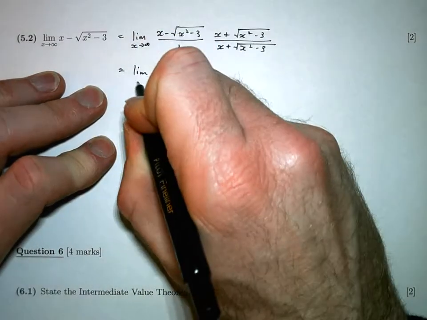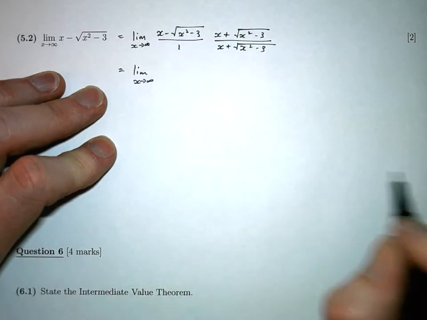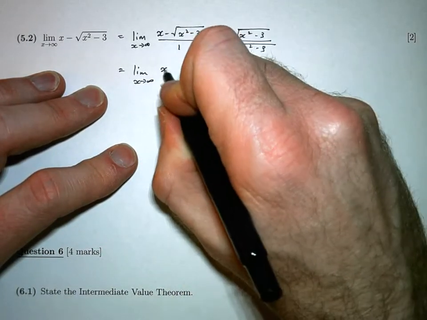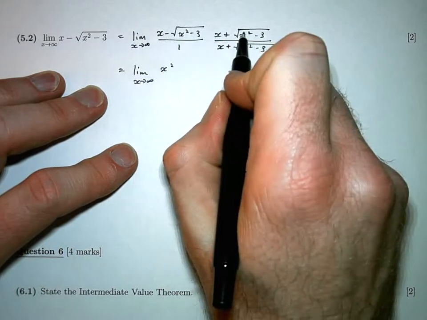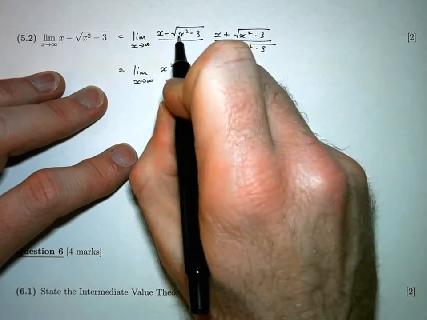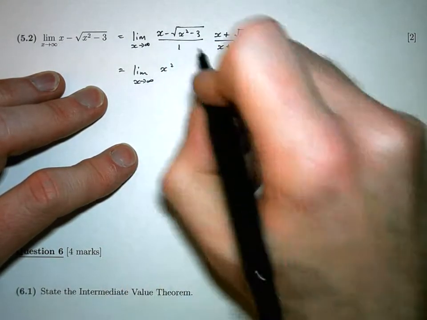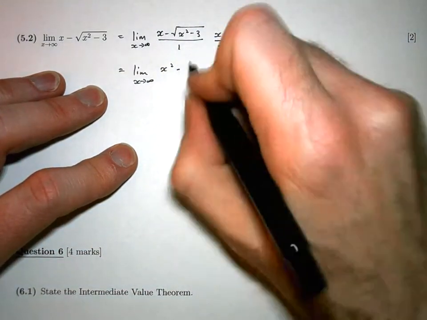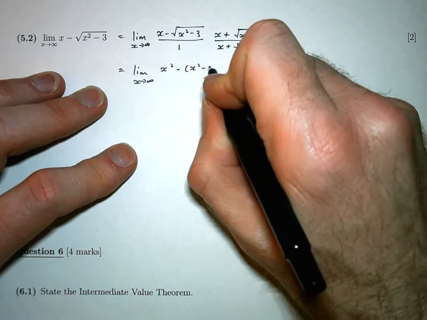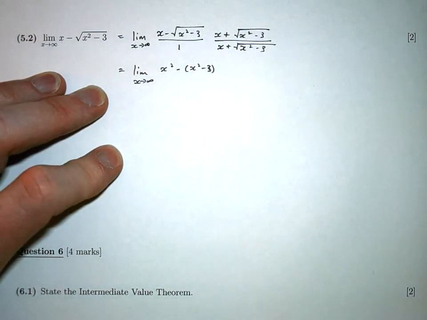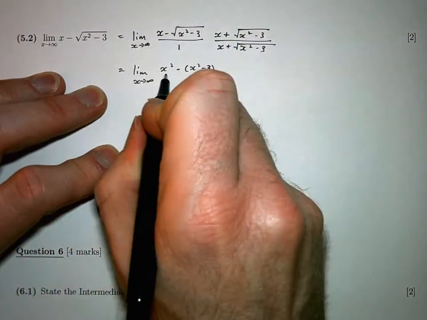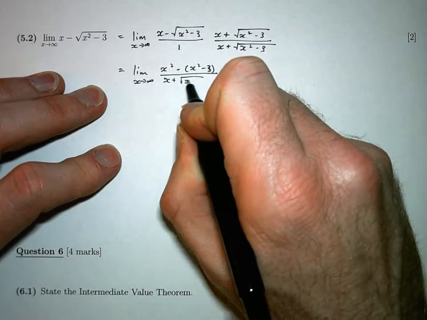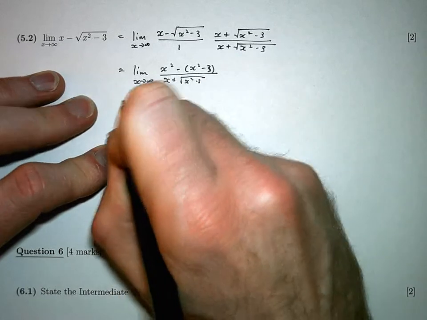So this is equal to the limit as x approaches infinity. When we multiply the numerators together, we get x squared. The middle term disappears because x times the square root minus x times the square root disappears, and we're just left with minus the square root squared, which leaves us with x squared minus 3 in a bracket over there, and that's divided by x plus the square root of x squared minus 3.